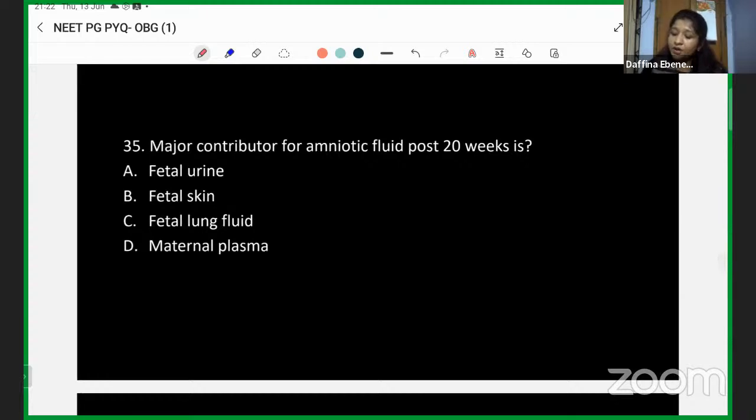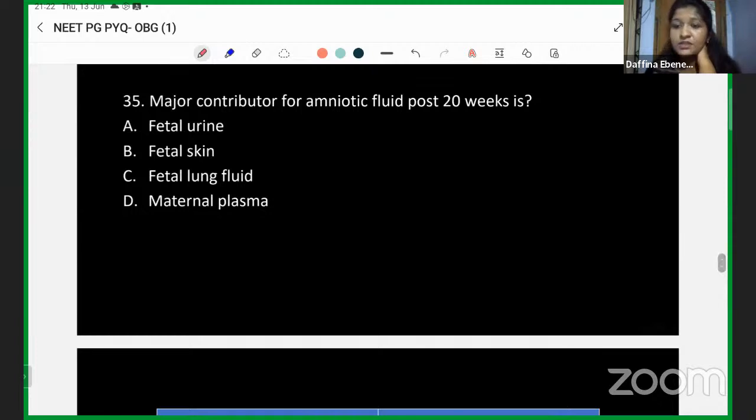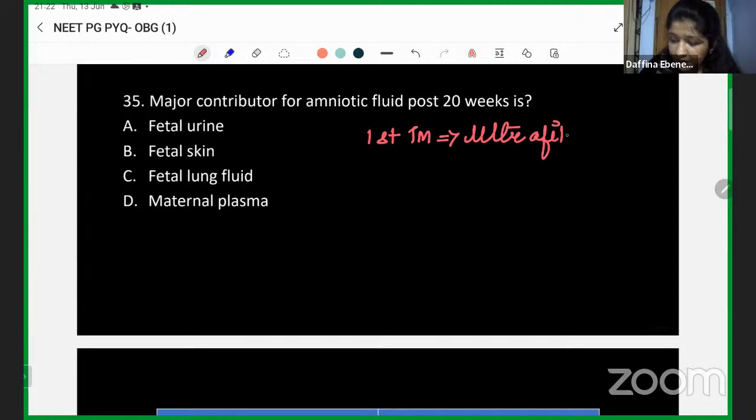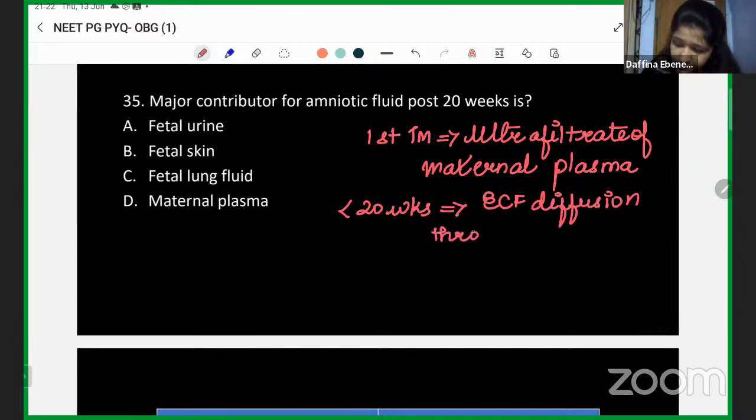Major contributor for amniotic fluid post 20 weeks is, okay, this is another important thing that you have to know, the period of gestation and what forms the amniotic fluid. First trimester, amniotic fluid is an ultrafiltrate of maternal plasma. Second trimester, less than 20 weeks, extracellular fluid diffusion through fetal skin.